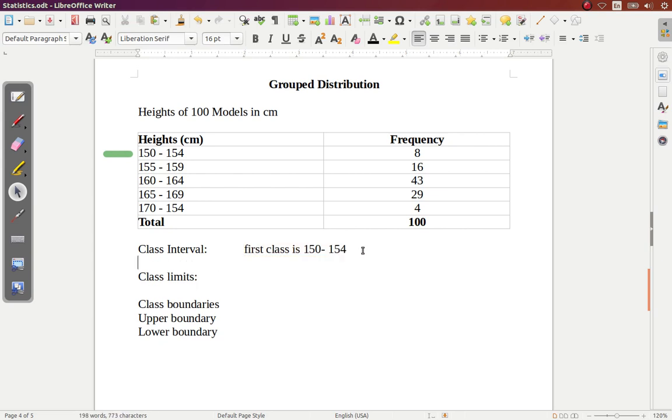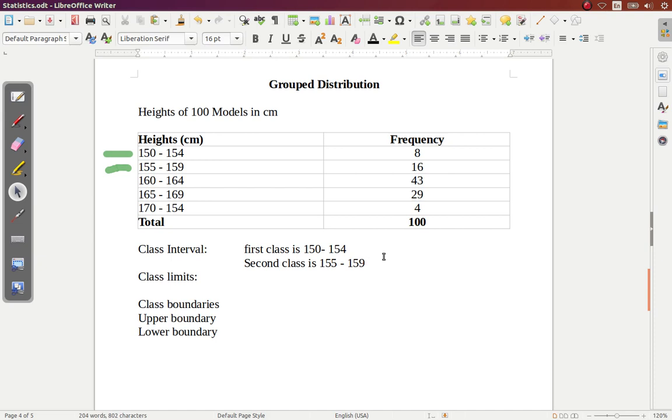What about the second class? The class interval for the second class, this one, is just the figures again, 155 to 159. So those are the class intervals.